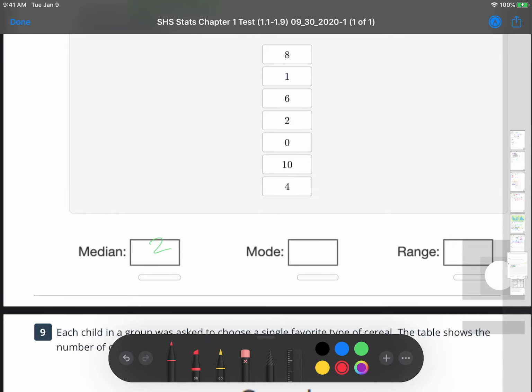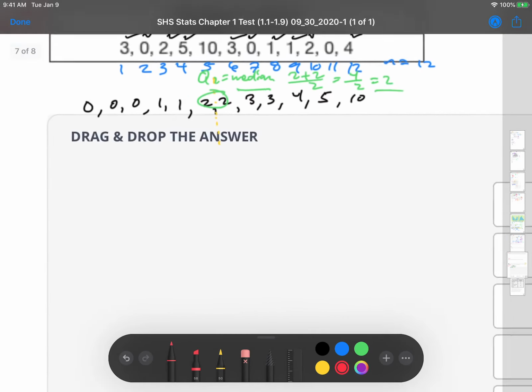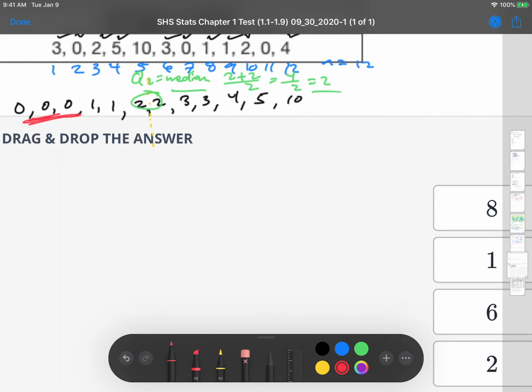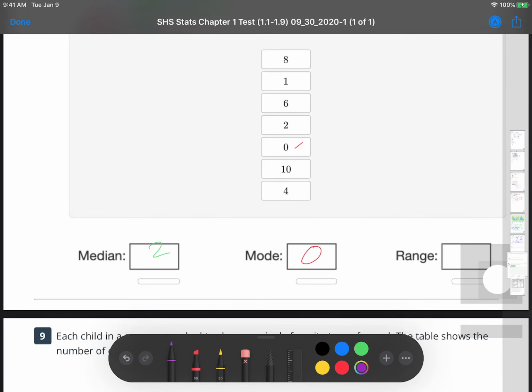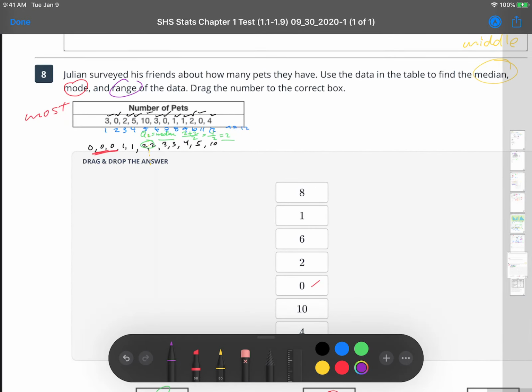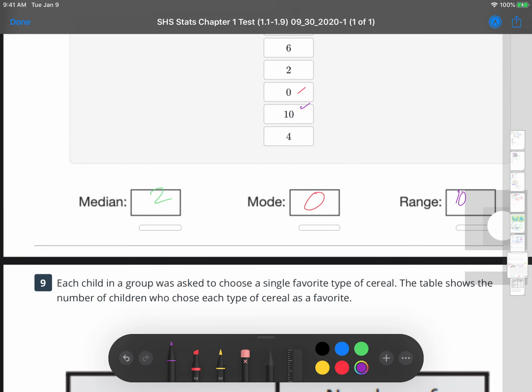Alright, let's find the mode, which is the number that happens the most. See it there, 3 of them, that would be 0. The range is the max minus the minimum. So maximum number of 10 minus a 0 equals a range of 10. Okay, and next question, number 9.